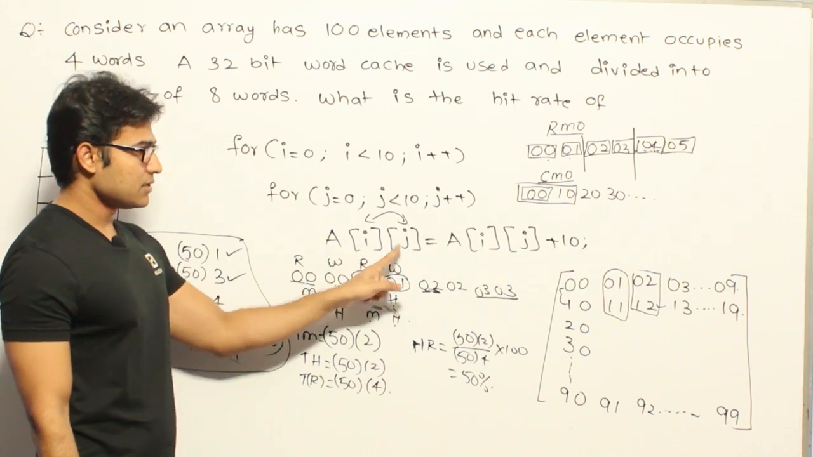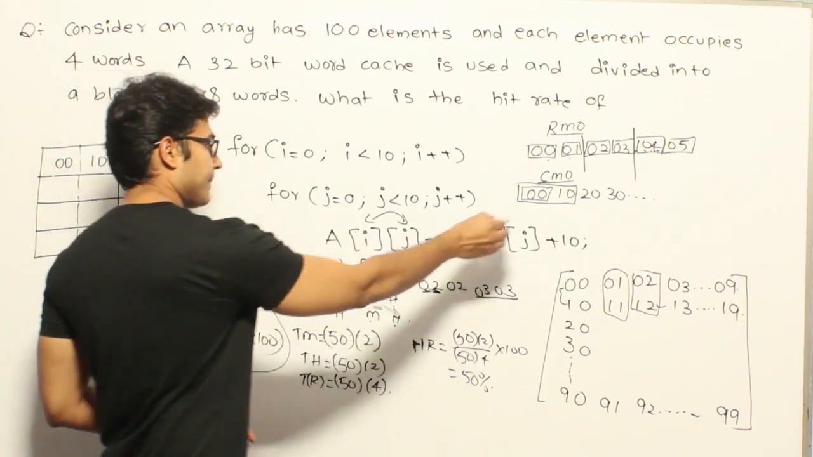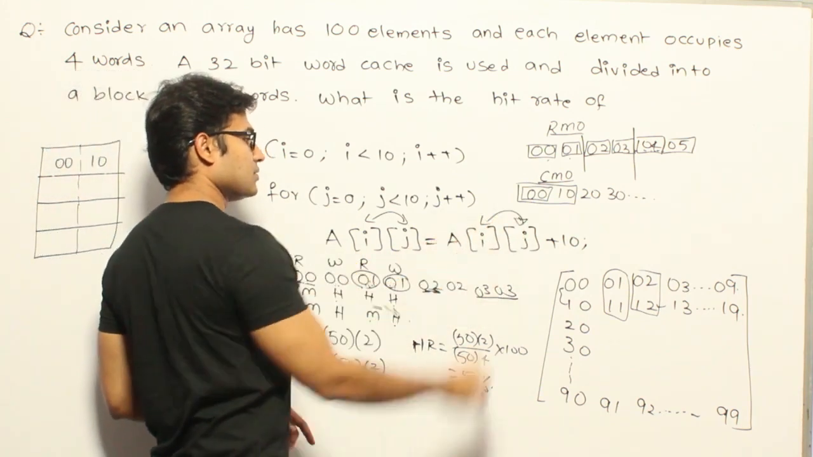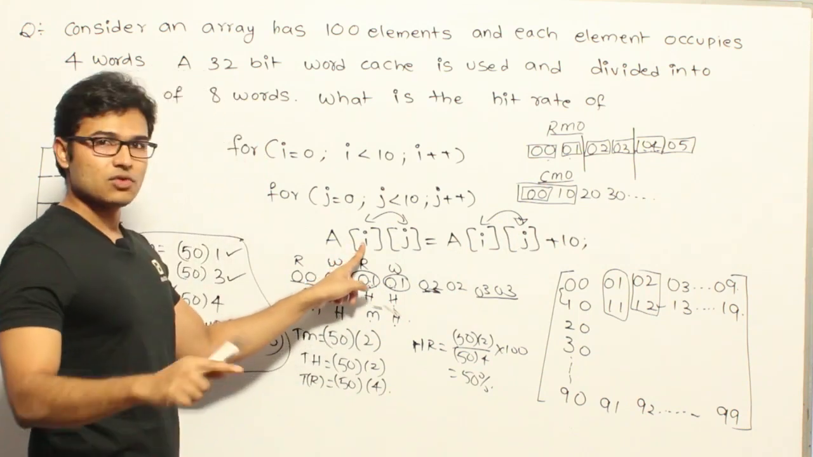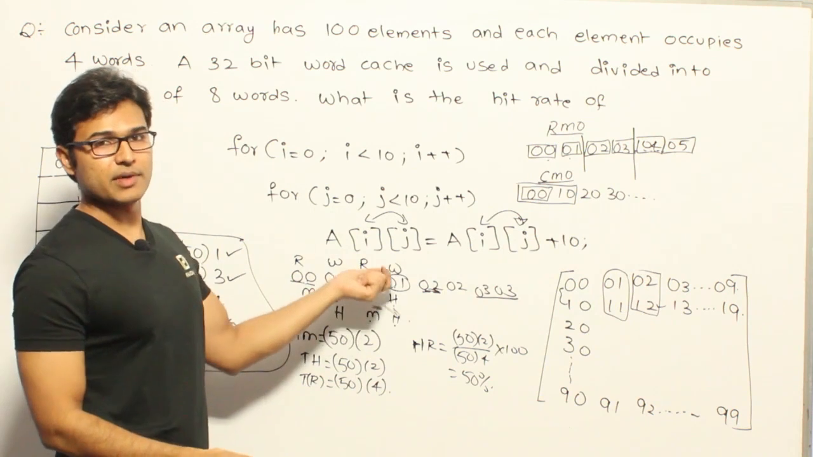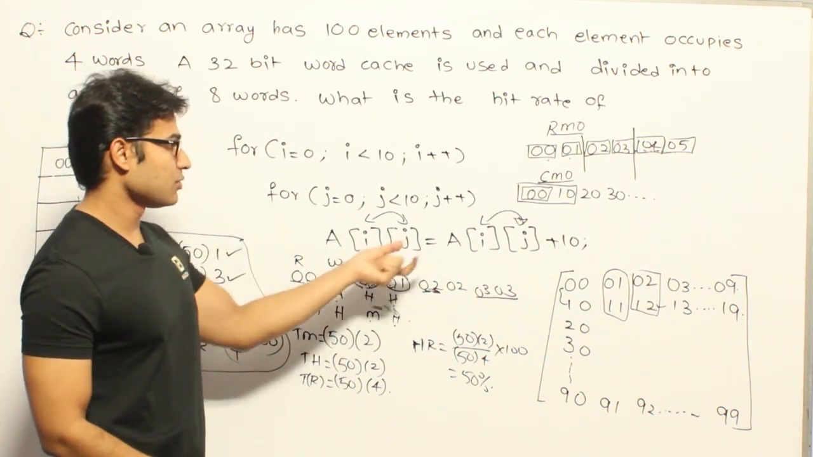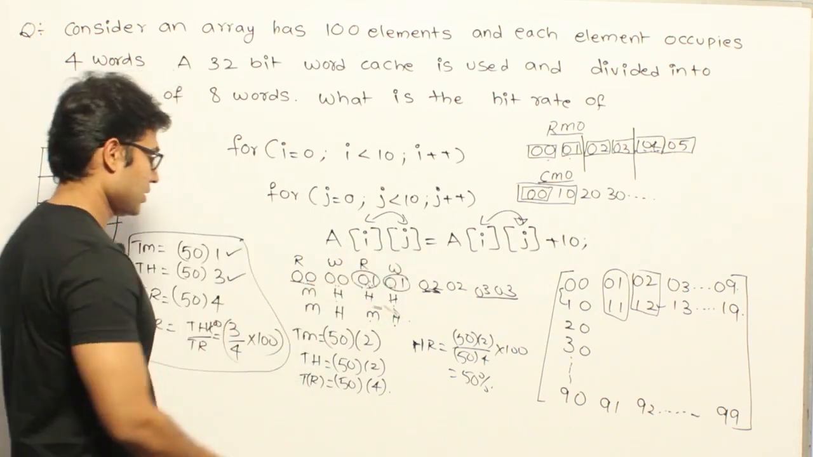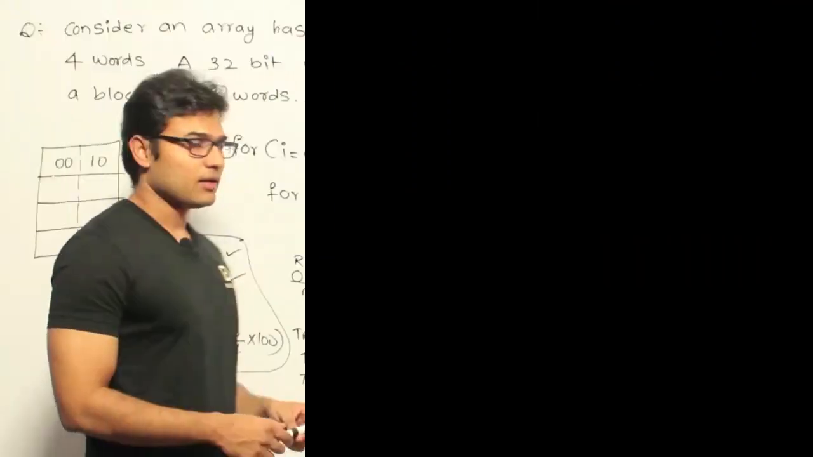Don't take a[i][j], take a[j][i]. If you write a[j][i], if you interchange this, then after 0 0, the one you will try to access will be 1 0, and 1 0 will already be present in our cache. That way you can improve the hit rate. Got it? Okay.